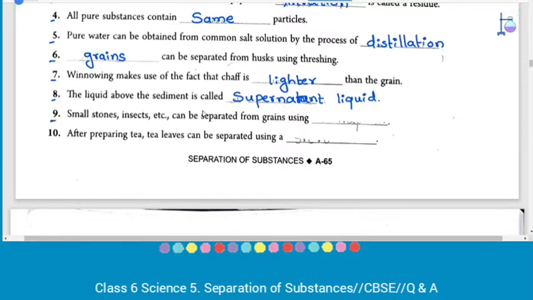Ninth question, small stones, insects, etc. can be separated from grains using dash. Handpicking. Small stones, insects, etc. can be separated from grains using the handpicking method. Tenth question, after preparing tea, tea leaves can be separated using a dash. After preparing tea, tea leaves can be separated using a sieve.